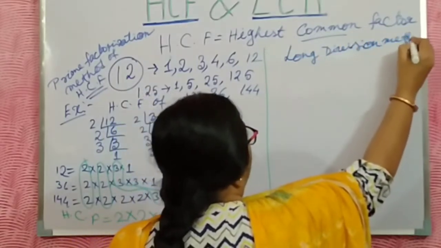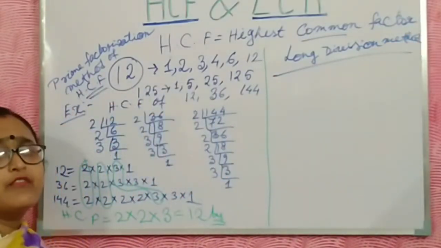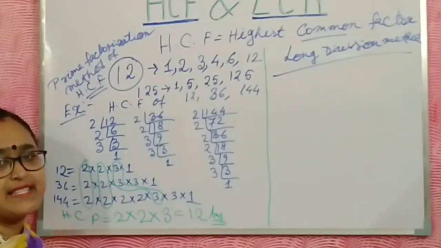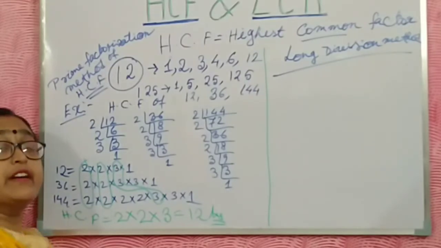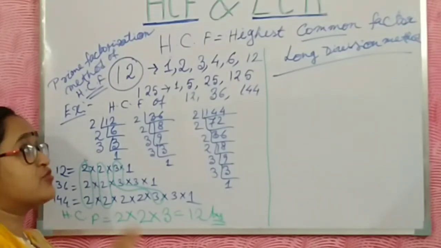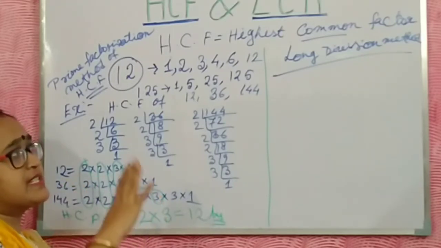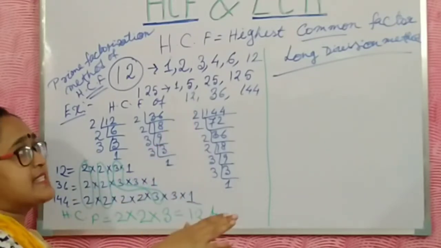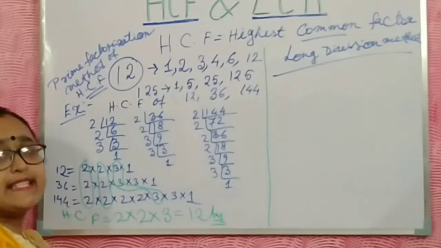This is called the long division method. In this process, you can also find the HCF. I already discussed this process in class 9 and 10, in the division algorithm chapter and the real numbers chapter. I already discussed it 2 times, and this is my 3rd time. By the long division method, we find the HCF.